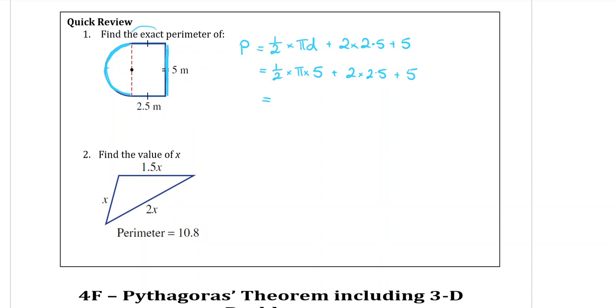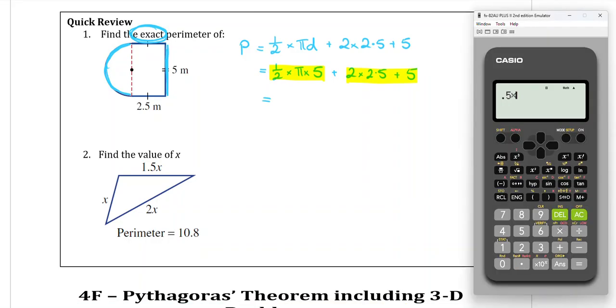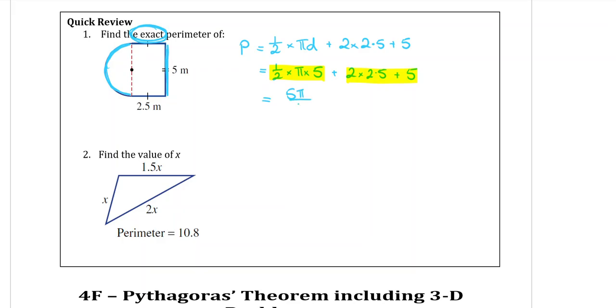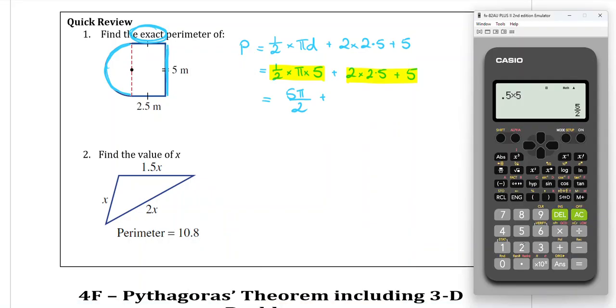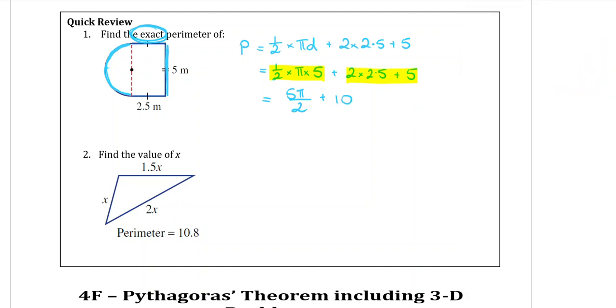However, it does say that I want the exact perimeter, so to type it in, we're going to have to do the two terms separately. The first one, you're doing half times 5. Now, half times 5 as a fraction is 5 over 2. So it will be 5, put the pi back in, so 5 pi over 2. Then plus, work out the second term, we have 2 times 2.5 plus 5, which makes 10. So the perimeter would be 5 pi over 2 plus 10 meters.